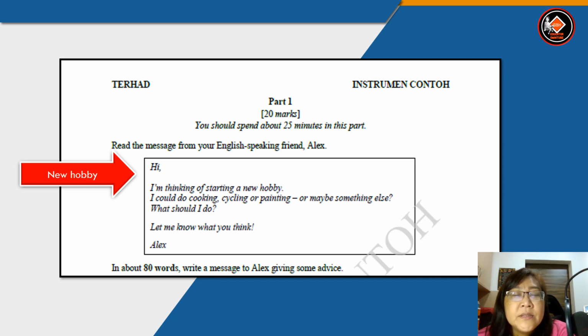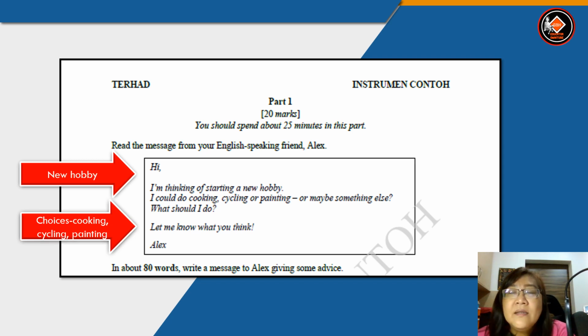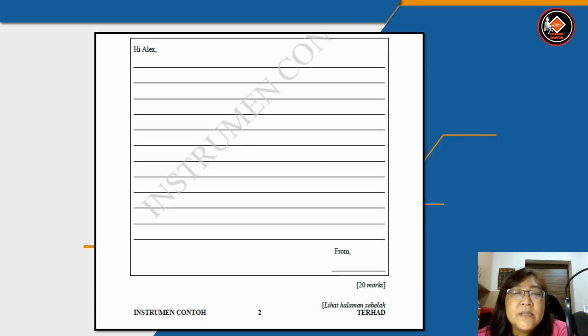So here the question is, Alex wants to start a new hobby. So the choices are cooking, cycling or painting. This is the space where you are given to write the answer. So here you have Hi Alex, and these are the empty lines where you have to write your answer, and then at the end there is written From. So you have to write your name here.